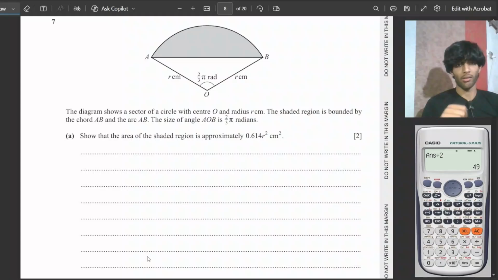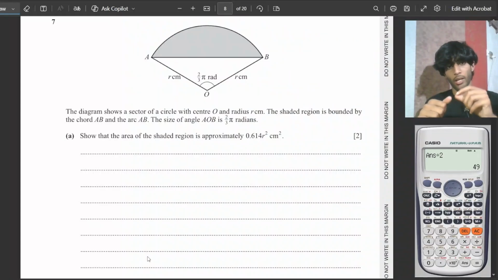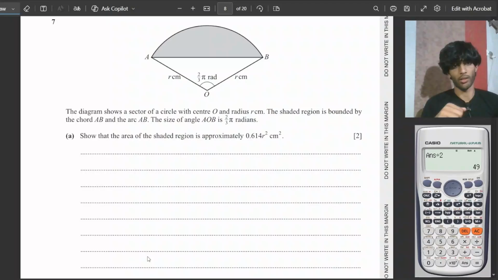The size of the angle AOB is 2/3 pi radians. So the central angle is 2/3 pi radians. Part A says, show that the area of the shaded region is approximately 0.614 r squared. How do you show this? I would recommend not worrying about how you're going to show this. Worry about this part, which says, show the area. That tells you what you have to do. This is going to make itself obvious automatically.